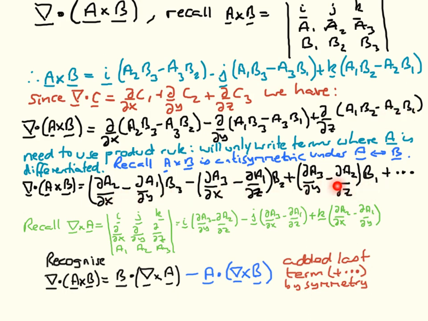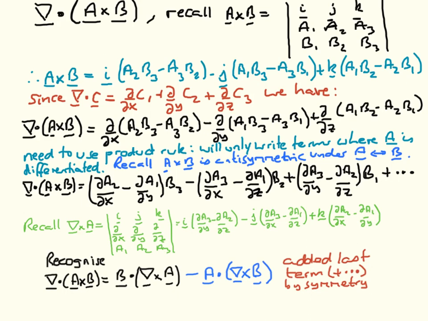So we look at this and we recognize that these terms here are terms that you would get in the curl of A. So the curl of A, written in this way, if we expand it, the component in the i direction will be dA3 with respect to y minus dA2 with respect to z, etc. This is what we get if we expand it out.